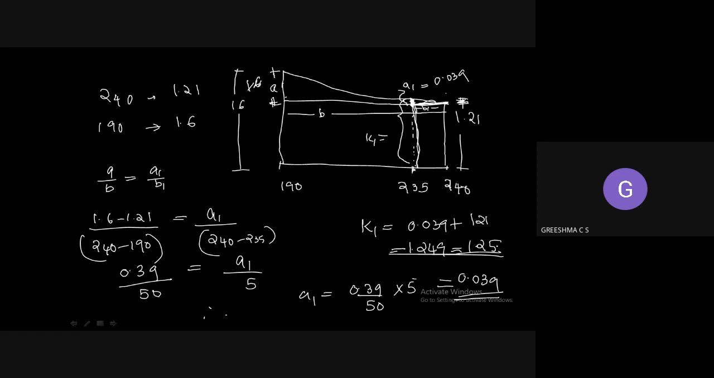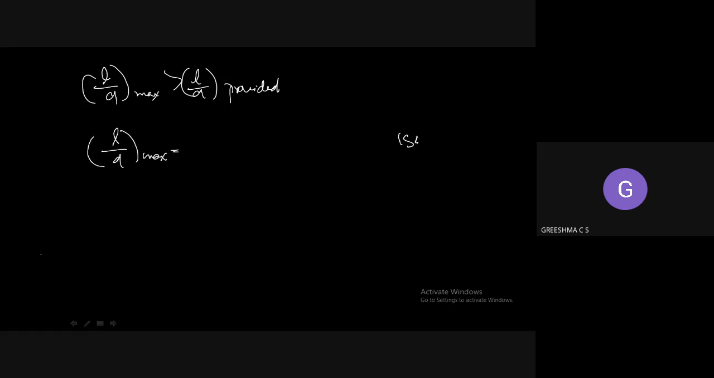Okay, so next we can go to find out the problem now. We are finding out the check for deflection. So for the check for deflection, the condition is that L by D maximum should be greater than L by D provided. How will you find out L by D maximum? You are deriving it from IS 456.